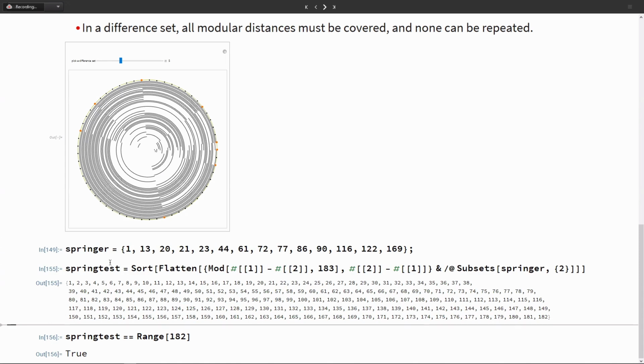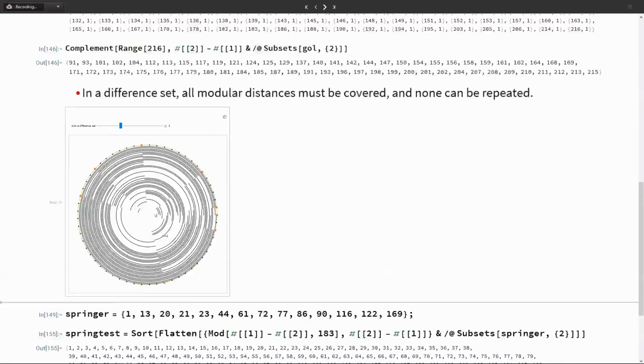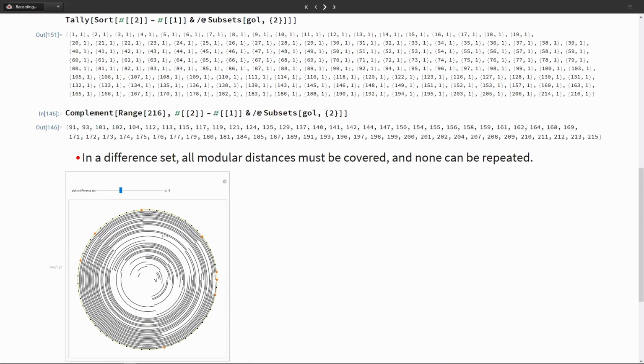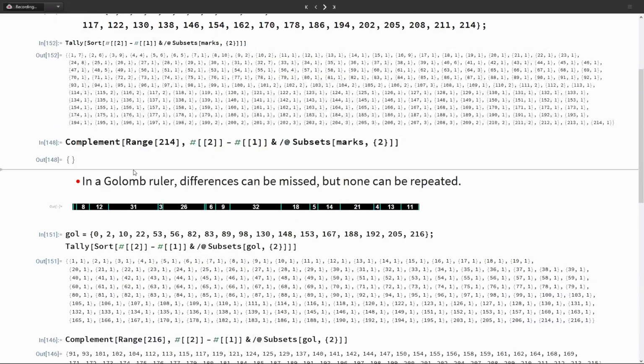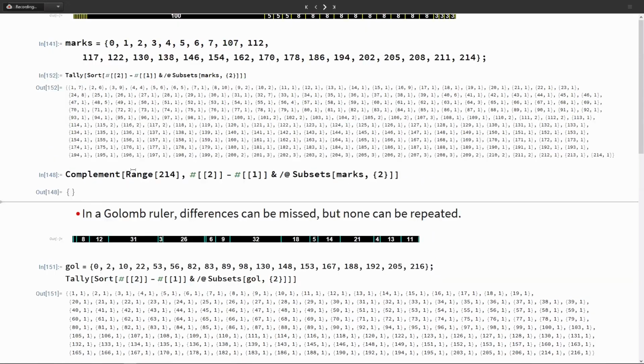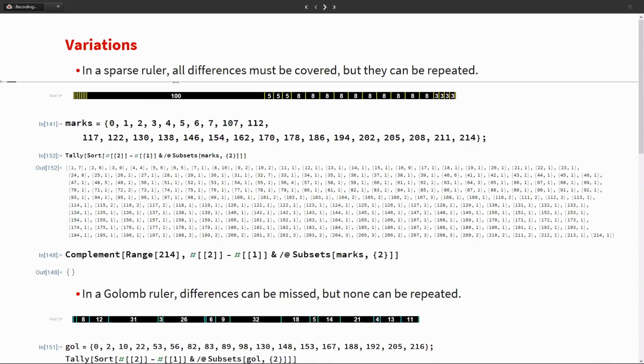So those are the 3 major types here. If you use modularity, you can cover all distances uniquely with a Golomb ruler. You can avoid repeating anything, but you'll wind up missing things. And with a difference set, you cover everything, but things can be repeated.